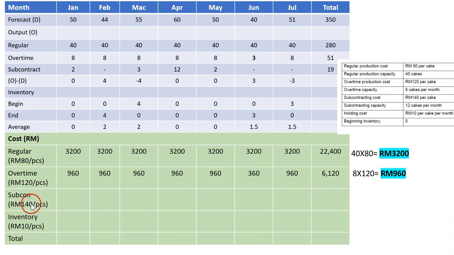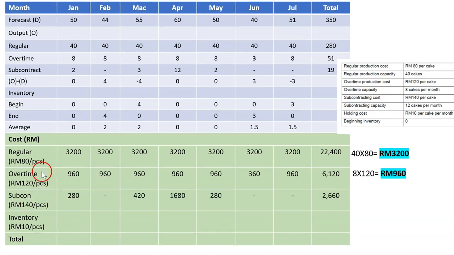Then you start to do the subcon, 140, so 140 times 2, okay, you have got 280, and then there's no subcon for February, and for March, have 140 times 3, 420, and do it for all the months, and then you sum up.